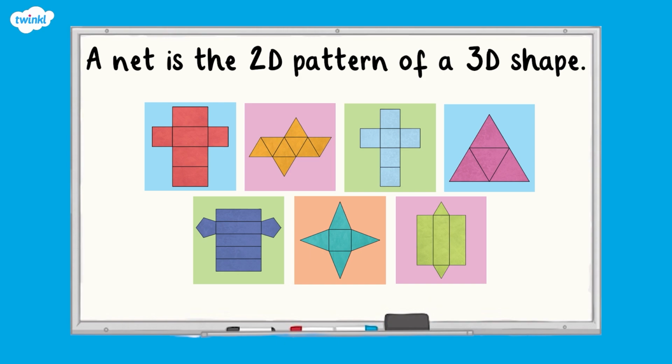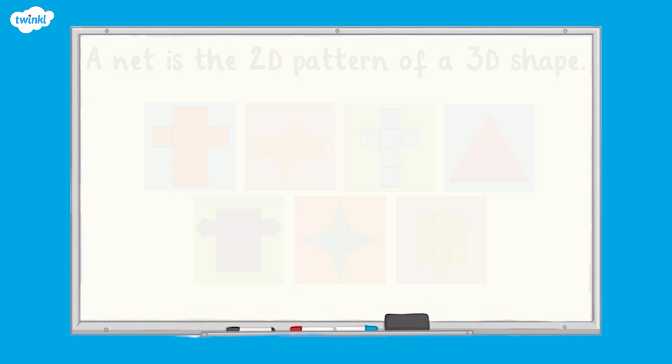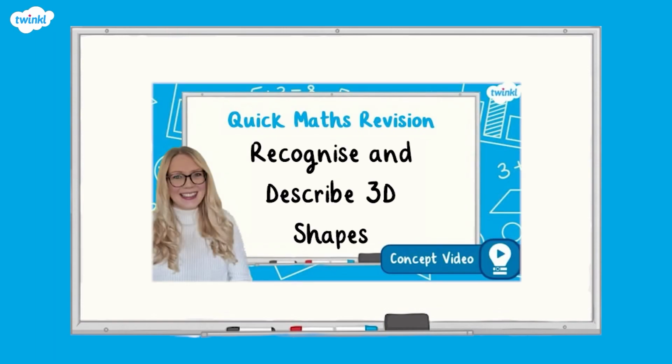the 3D shape. When we're thinking about what the net of a 3D shape will look like, we need to think about the faces of the 3D shape, how many there are and what shape they are. If you need a reminder about describing 3D shapes, watch the Recognise and Describe 3D Shapes video. Let's start by having a look at a net and identifying what 3D shape it is for.